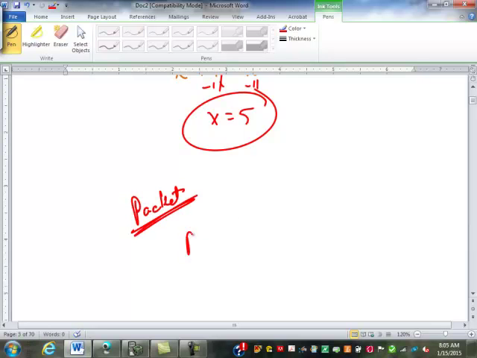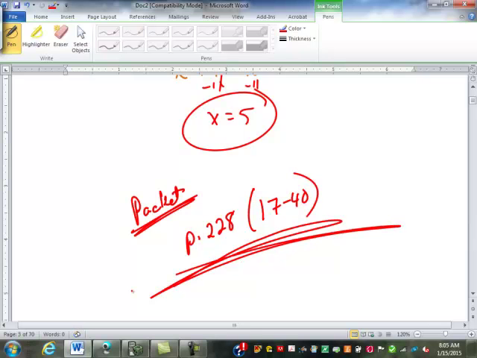In your packet, this will start on page 228, 17 through 40. Same packet as yesterday. There will be a quiz tomorrow, just so you know. We're not here tomorrow. Oh, that's right. There'll be a quiz on Monday, sorry, just so you know.